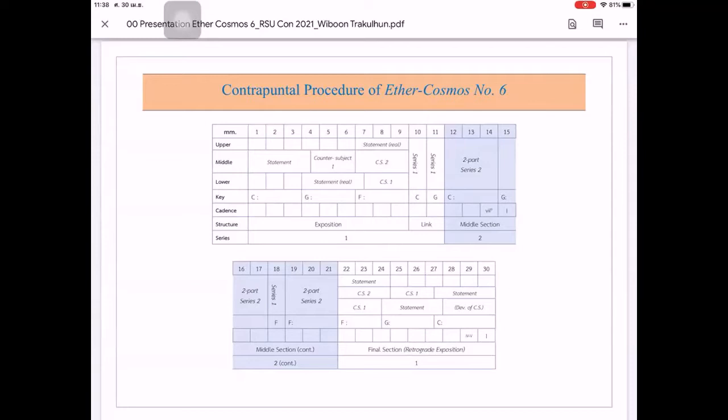which consists of the exposition in measure 1 until measure 11, the middle section in measure 12 until 21, and the final section 22 until 30. Hindemith series 1 and 2 are applied while the composer creates a main statement by using melodic sequence from series 1.